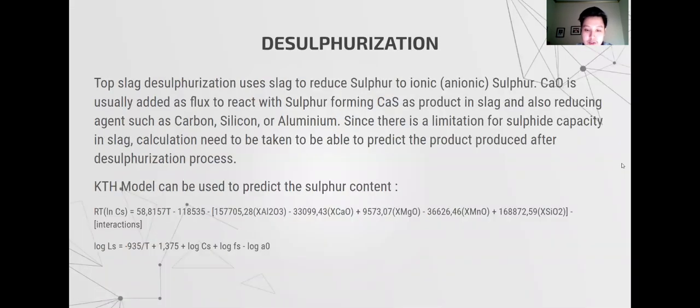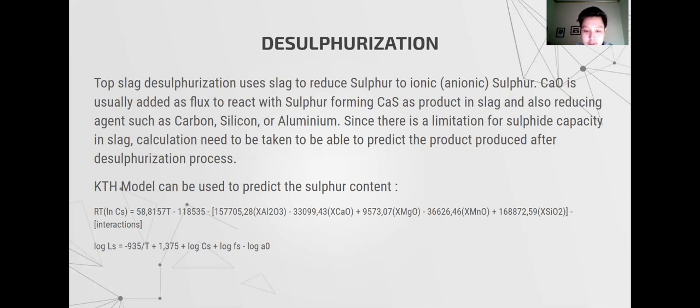Not only to decrease oxygen content, the ladle furnace can be used to decrease sulfur content in metal too. Top slag is used to reduce sulfur to anionic sulfur with the help of flux like calcium oxide, which will react with sulfur to form calcium sulfide. Reducing agents such as carbon, silicon, and aluminum are also added to react with the oxygen from calcium oxide, so that there will be no increase of oxygen content in metal.